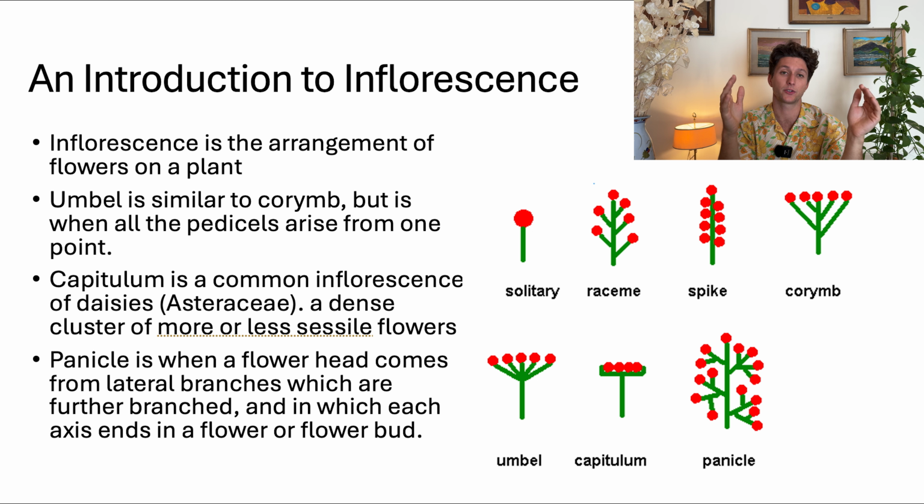Next, we have capitulum, which is common in the Asteraceae and daisy family once again. It's a dense cluster of more or less sessile flowers. Sessile meaning without a stalk or pedestal. And finally, we have panicle. A panicle is when a flower head comes from lateral branches which are further branched and in which each axis ends in a flower or a flowering bud.